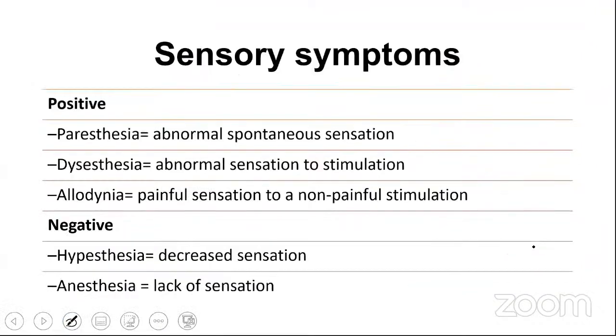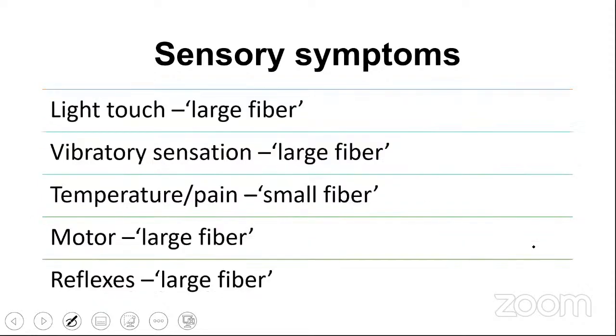electrical signals. Negative hyperesthesia, decreased sensation, anesthesia, lack of sensation. So these are the sensory symptoms that are present. Light touch, large fiber; vibratory sensation, large fiber; temperature and pain, small fiber; motor, large fiber; reflexes, large fiber.